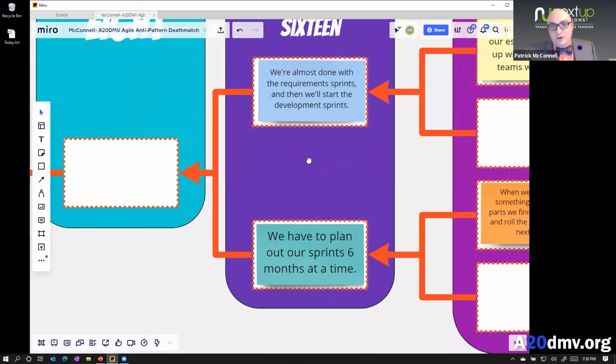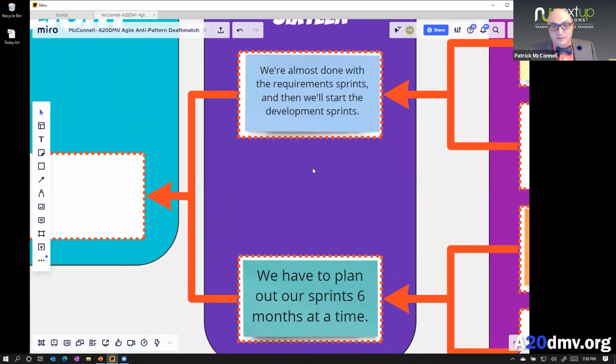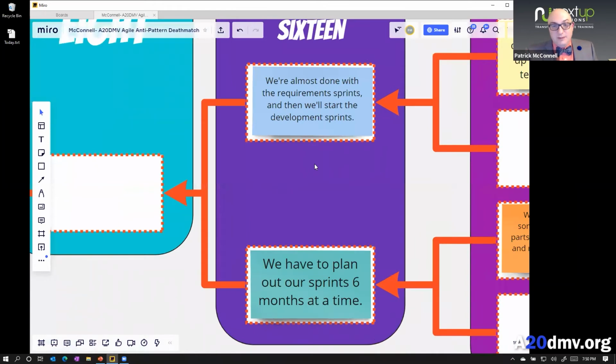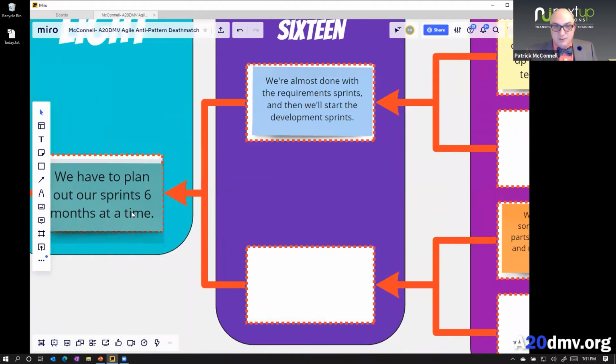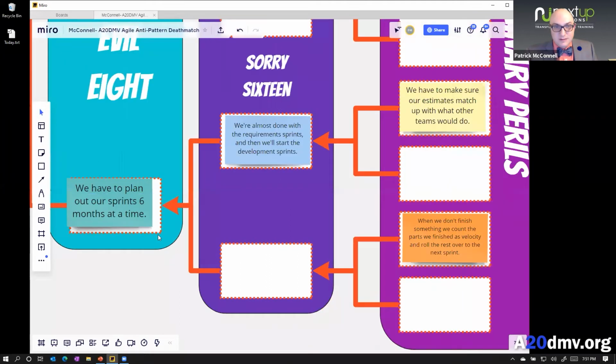We're almost done with the requirements sprints, and then we'll start the development sprints. Or we have to plan out our sprints 6 months at a time. Which one's worse? Raise your hand for the top. Leave it lowered for the bottom. Ooh, I think we have to plan out our sprints 6 months at a time is worse. Okay.